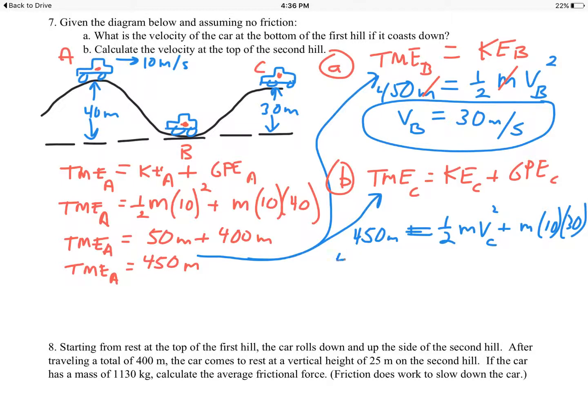So we're going to have 450. Actually, let me cross this off first. Let me cross off the m's. The m's all cancel because all three terms have the m. That's the nice thing, once again. The m never really factored in here.